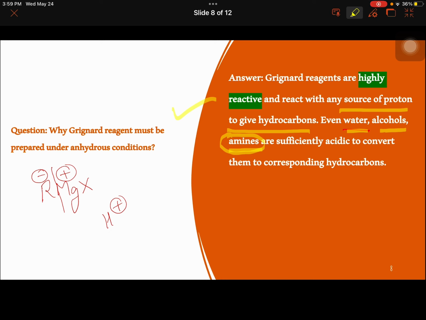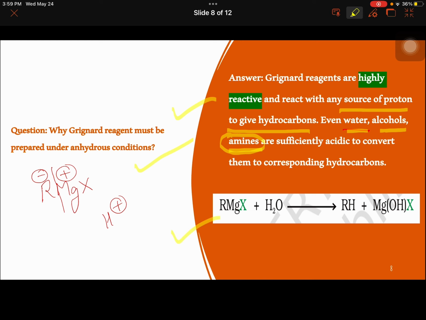Generally they ask you about water, because this question is from NCERT as it is from the exercise portion. So the answer is because it reacts with water by you can see the reaction here, and produces alkane, RH, along with magnesium hydroxyhalide.